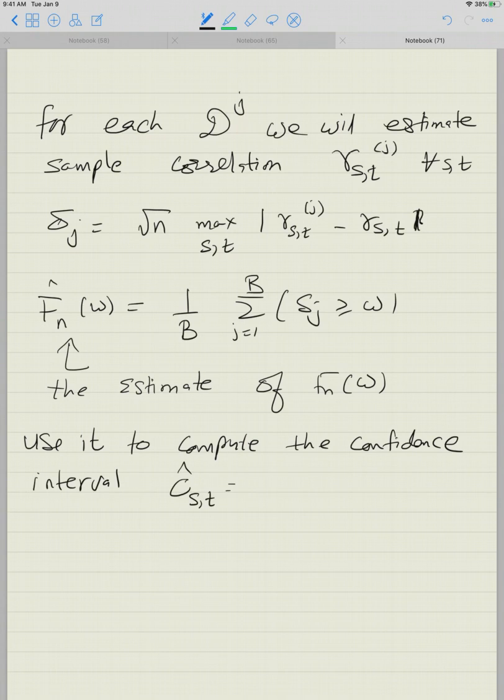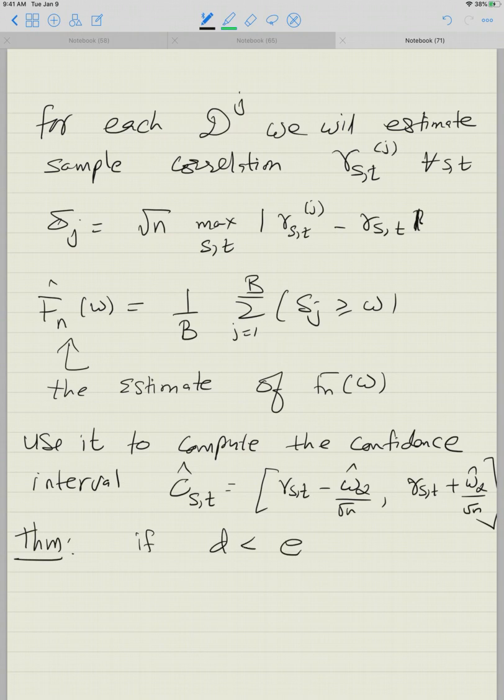C hat st to be rst minus w hat alpha by root n and rst plus w hat alpha by root n. And there is a theorem which says that if d is not too big, which means it is at least less than e to the n raised to 1 over 6, but it's still sufficiently large, it can be larger than any polynomial function of n, then with probability greater than 1 minus alpha, rho st will lie in the interval C hat st.